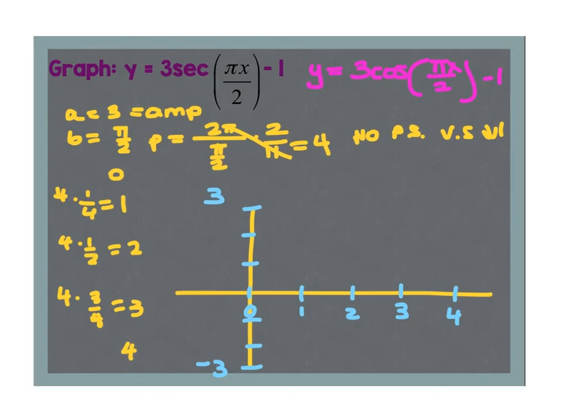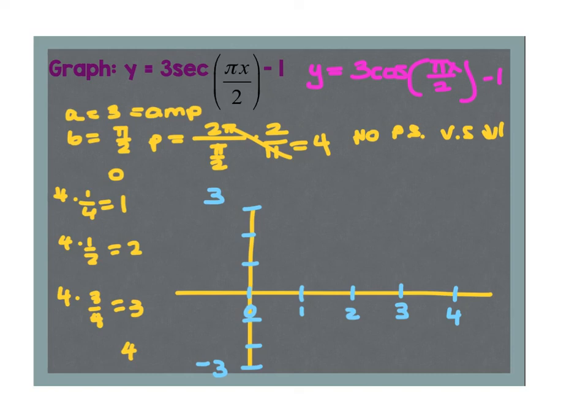Your A is 3, which is your amplitude. Your B is pi over 2, so your period is 2 pi over pi over 2, which becomes 4, which means your key points are 1, 2, 3, first one being 0, last one being 4. There's no horizontal shift, so there's no phase shift, but there's a shift down this time. So what I did is just plot my key points, and then I plot my asymptote.